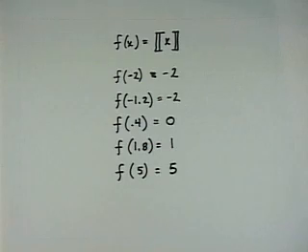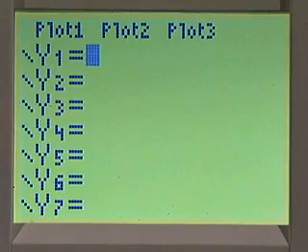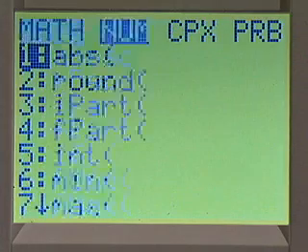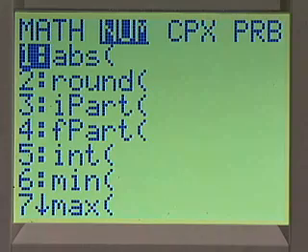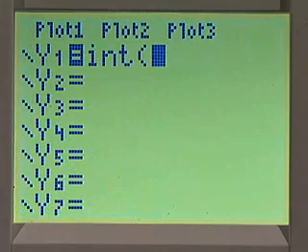The last thing we're going to do is support these results by looking at the graph on the graphing calculator. To find your greatest integer function, we'll go to our y equals key. We're going to go under the math menu and then scroll over to number. Now, number 5 there, int, means greatest integer function. So we'll have greatest integer function of x.